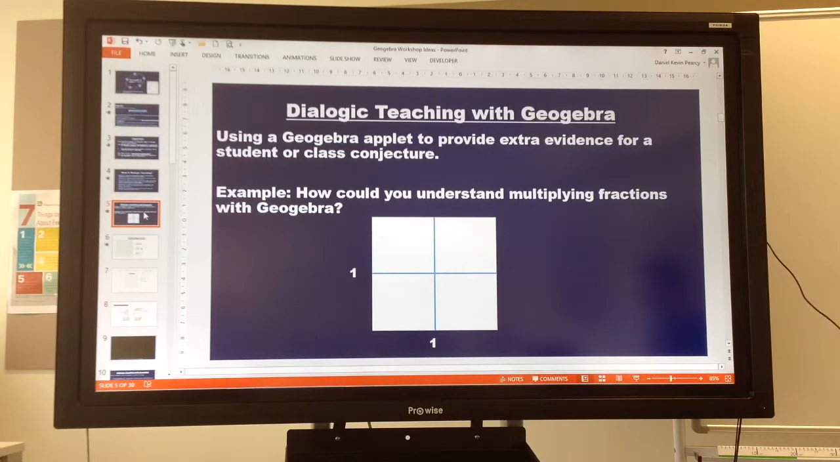And the first one is with multiplying fractions. So how could you understand multiplying fractions with GeoGebra? Well, first of all, there's no way that I'd start with any type of applet. I tend to start with folding paper. So this square here, 1 unit by 1 unit, I would cut that out or get students to cut it out. And then when you fold it up, then you folded it in half.